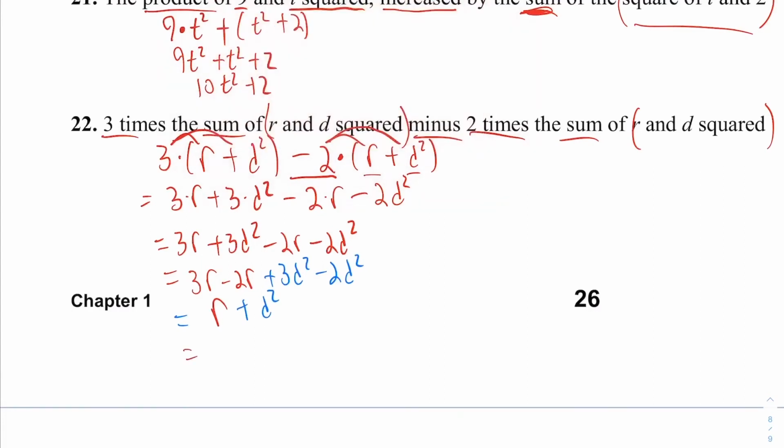And since I used different colors, I'm going to put it back as just a single color. R plus d squared is my answer. It seems like this is a lot, but it's really not. We just changed the words into math, and then we simplified using the distributive property.